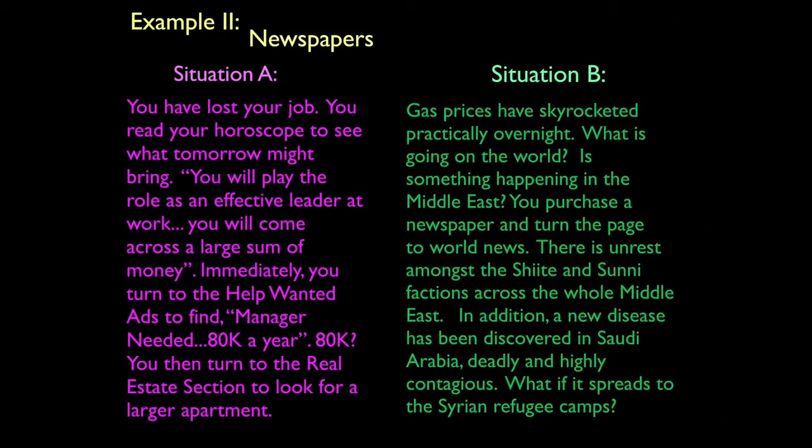Situation B. Gas prices have skyrocketed practically overnight. What is going on in the world? Is something happening in the Middle East? You purchase a newspaper, turn the page to world news. There is unrest amongst the Shiite and Sunni factions across the whole Middle East. In addition, a new disease has been discovered in Saudi Arabia, deadly and highly contagious. What if it spreads to the Syrian refugee camp? Primary or secondary? Type it on your document.